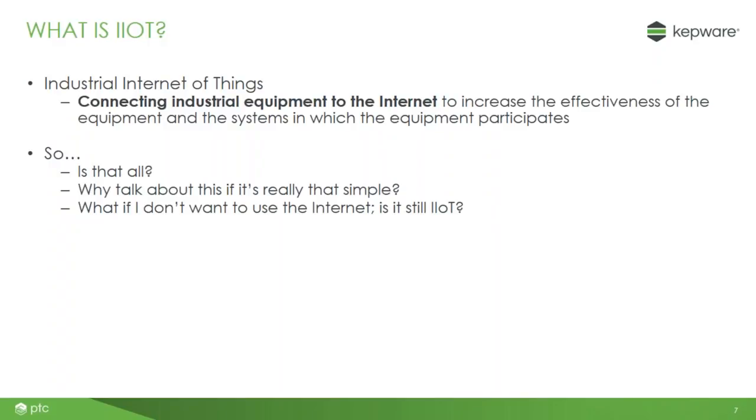Okay, thank you, Ray. So now that we've answered the poll question, we'll jump right into a definition of the industrial Internet of Things. Just grabbing a definition out of my hat, right? It's connecting industrial equipment to the internet to increase the effectiveness of the equipment and the systems in which the equipment participates, right? So is that really it? Is it always stuff connected to the internet? Does that make it the industrial internet of things?